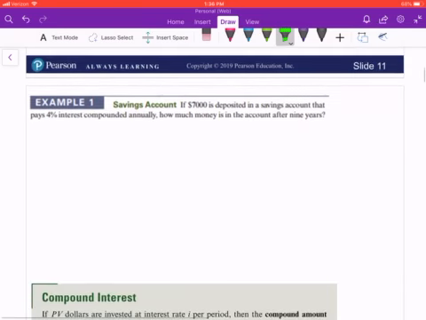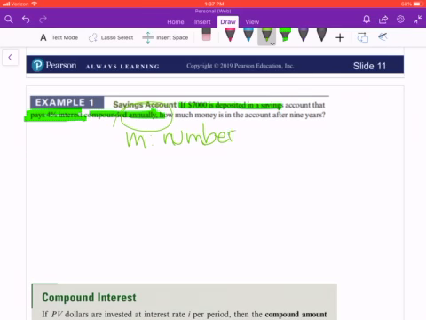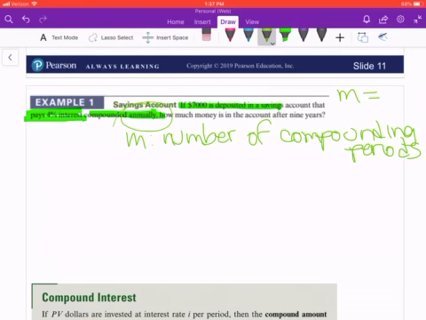So for our first example, we're going to have $7,000 deposited into a savings account that pays 4% interest. And here, this is important, compounded annually. So the fact that it says annually, that will make our number of compounding periods. And for that, let's introduce this variable, number of compounding periods. For the first two problems, the number of compounding periods we will be using is 1. And the reason I know that is because of the word annually.